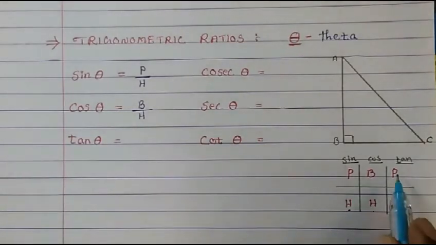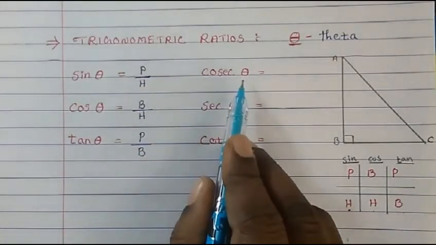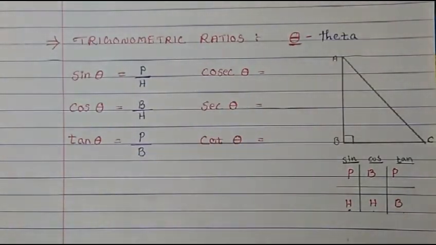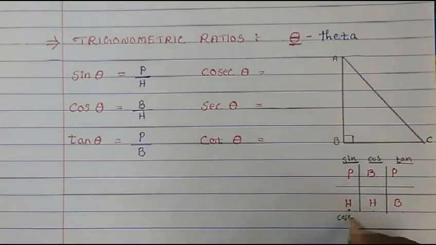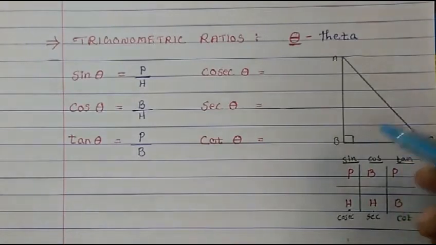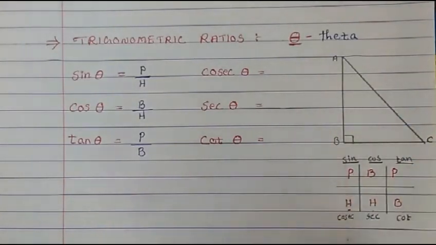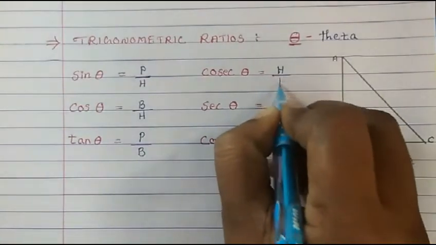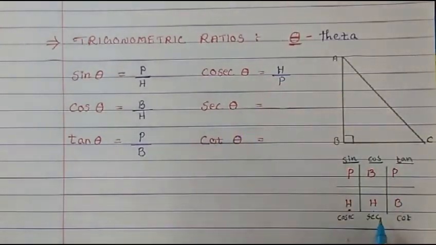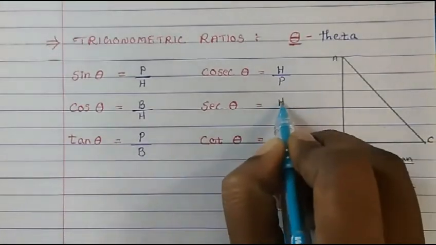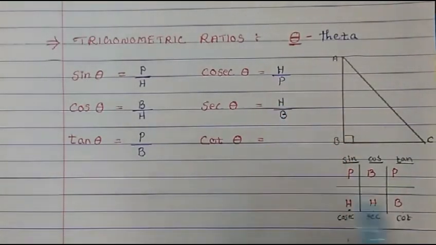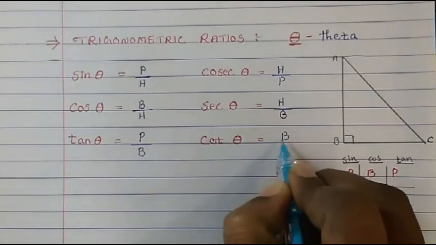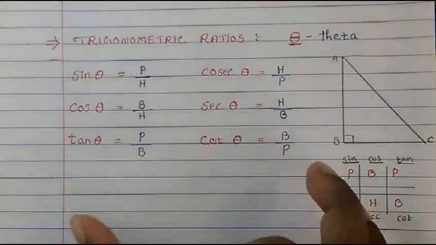Tan theta means perpendicular upon base. Cosec theta means just the reverse, okay? So this is now cosec, this will be sec, and this will be cot. Just the opposite. Cosec means hypotenuse upon perpendicular. Sec theta means hypotenuse upon base. Cot theta means base upon perpendicular. So this is how you have to write it.